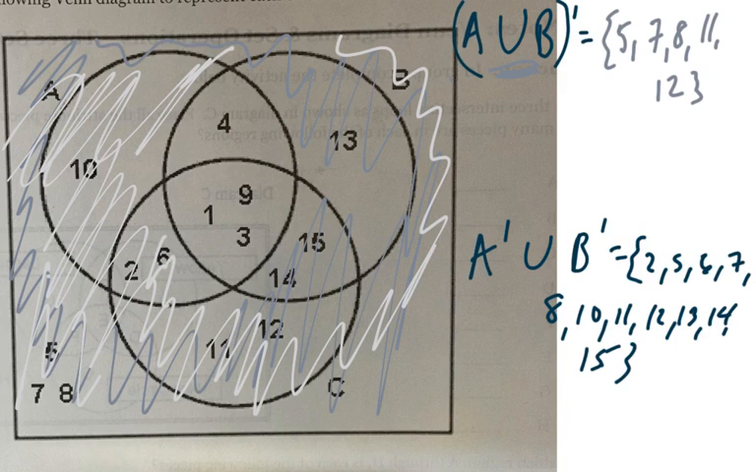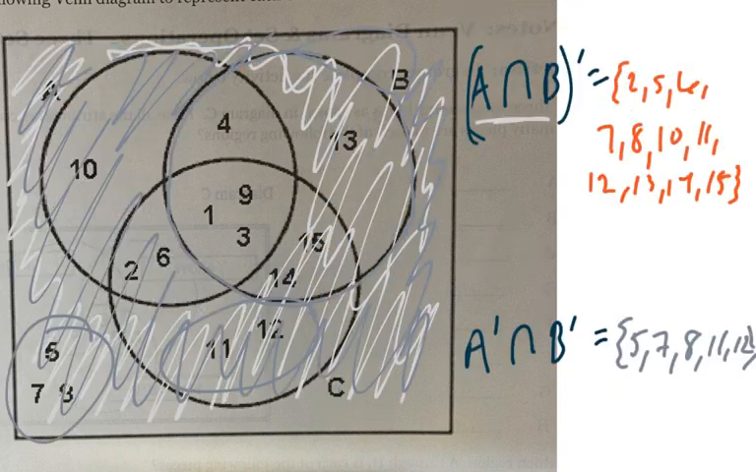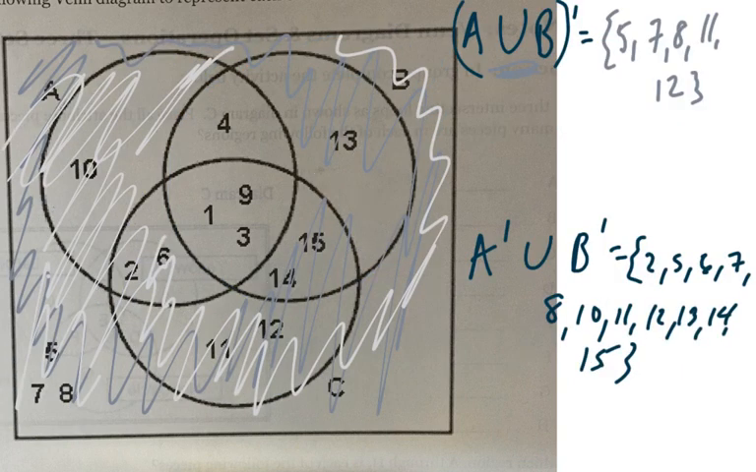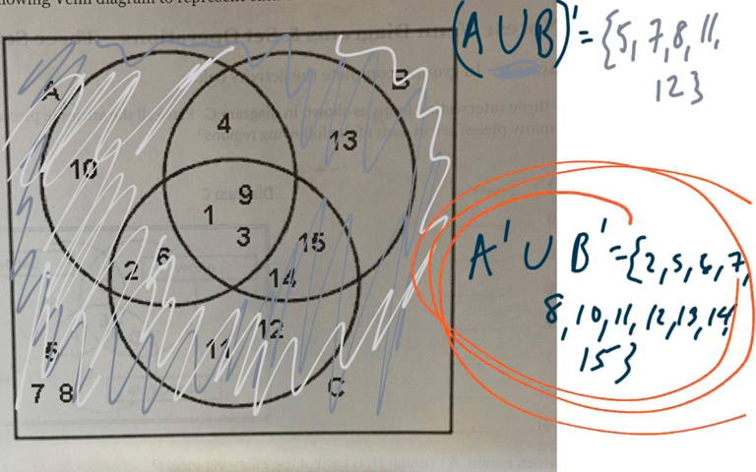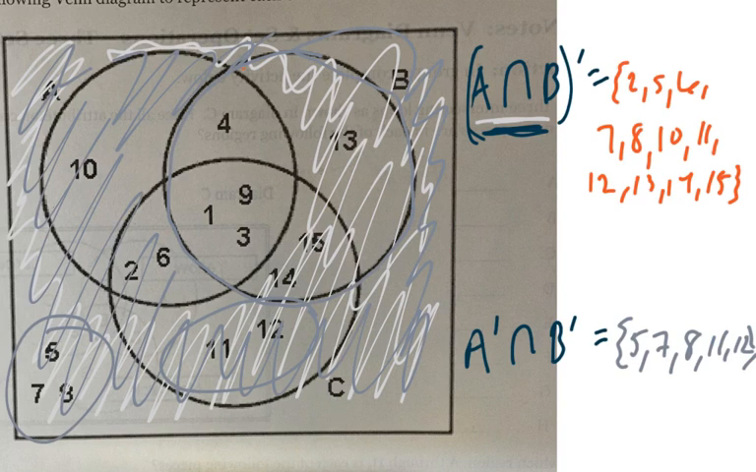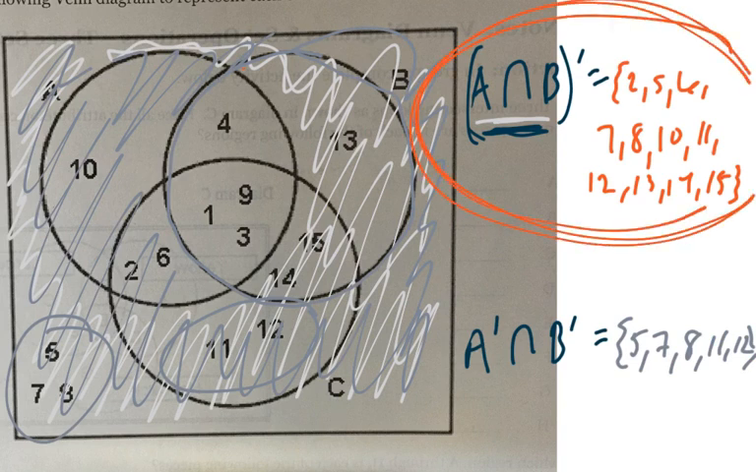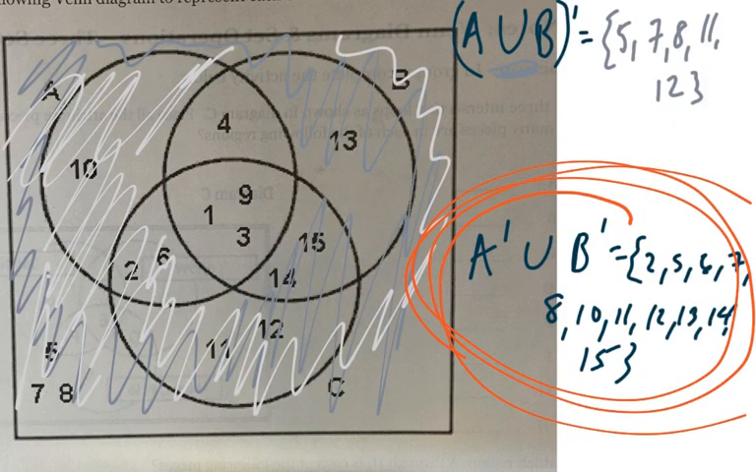Now, take a look at these. I'm going to go back and forth between the last two slides. The complement of the intersection actually matches the union of the complements. Let me circle that in red. This set right here is equal to this set right here. And then the intersection of the complements, right here in blue, is equal to the complement of the union.